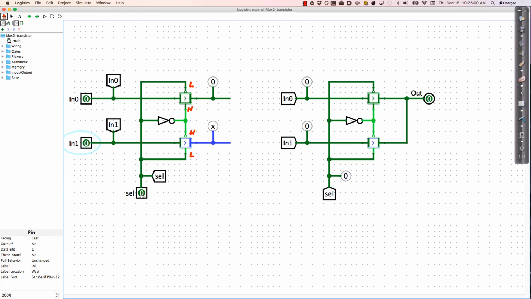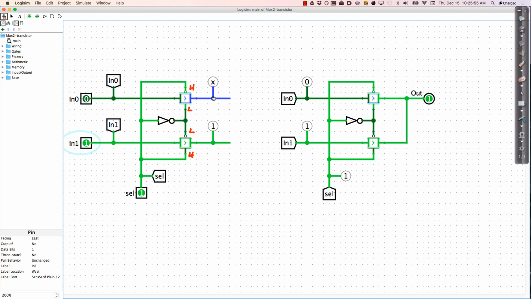If I change the select bit to a 1, now it's the opposite situation. There's a high here, and a low, and a low, and a high. So now this transmission gate is off, and this transmission gate is on. And as I toggle input 0, now you can see input 0 gets stuck and never makes it through the transmission gate, and the output is floating, whereas I can toggle input 1, and it passes through.